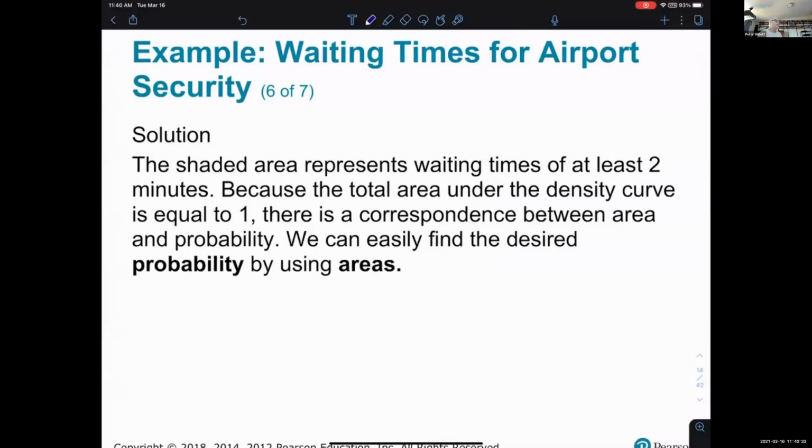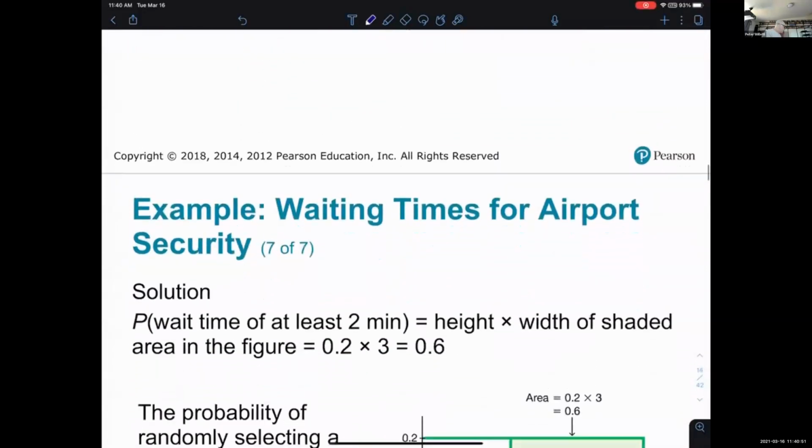The shaded area represents waiting times of at least 2 minutes. Because the total area under the density curve is equal to 1, there's a correspondence between the area and the probability of getting a value in a particular range. And we can easily find the desired probability by using areas. And so then they show us that shaded region.